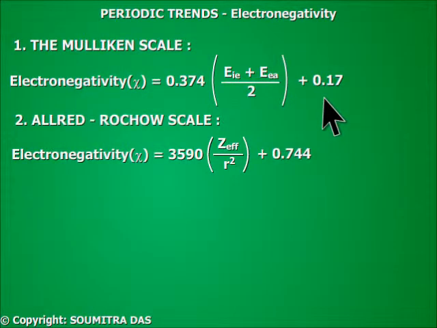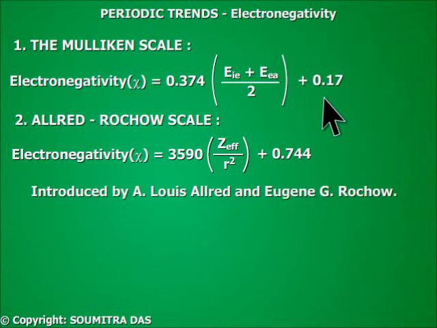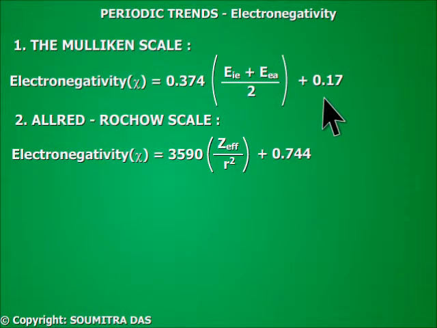Number 2. The Allred-Rochow Scale. Introduced by A. Louis Allred and Eugene G. Rochow, they considered the electrostatic pull by the effective nuclear charge on the outer electron and laid down a formula like this, where this is the effective nuclear charge and this is the covalent radius in picometers.